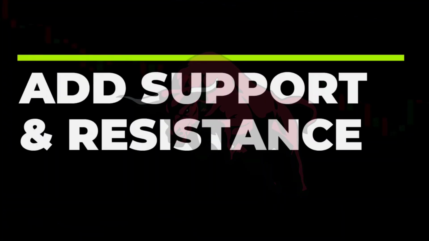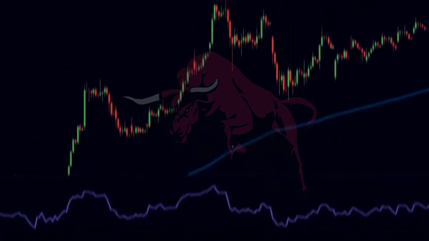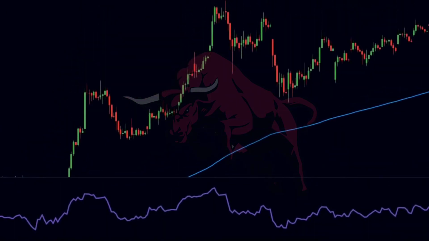Now, let's add support and resistance to this strategy and make it even more profitable. Support and resistance levels are simply powerful tools that can help you create profitable systems around it. So here is an example. Here we can see that the price was trading above the 200 EMA. So we are in an uptrend.